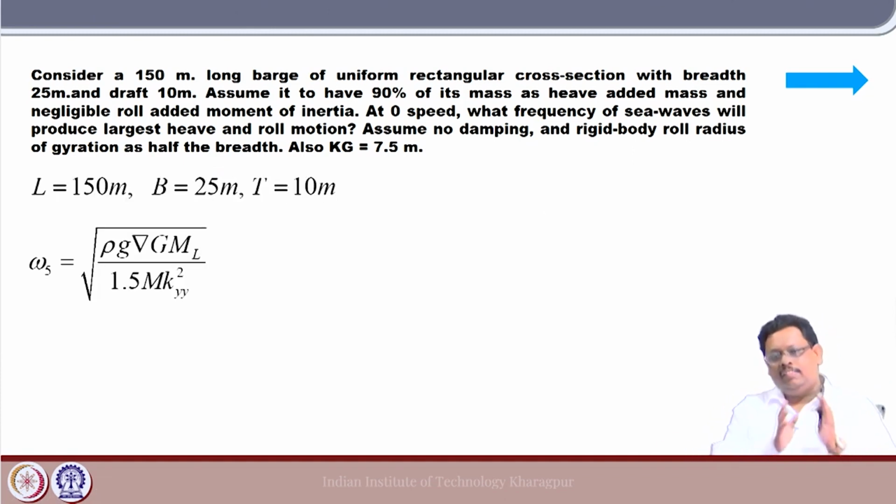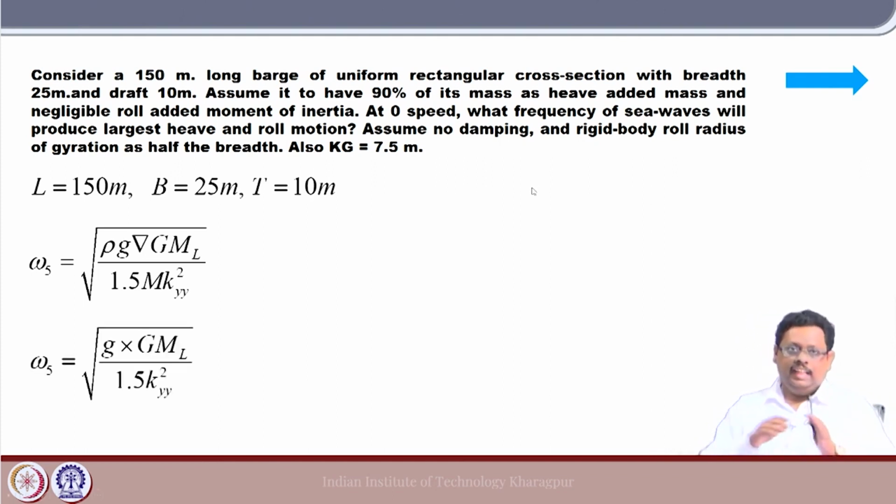Now, what I approximate first is that the pitch added moment of inertia may be 50% of the pitch moment of inertia. So, added moment of inertia I take as 50% of this. Therefore, in the denominator I am taking 1.5 m into kyy square. Now, we need to approximate so many things here, because the volume will cancel out, and then we have g into GML divided by 1.5 into kyy square.